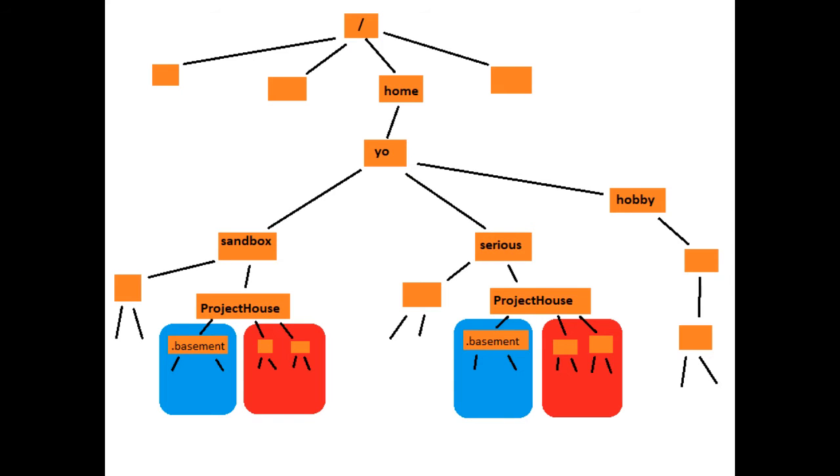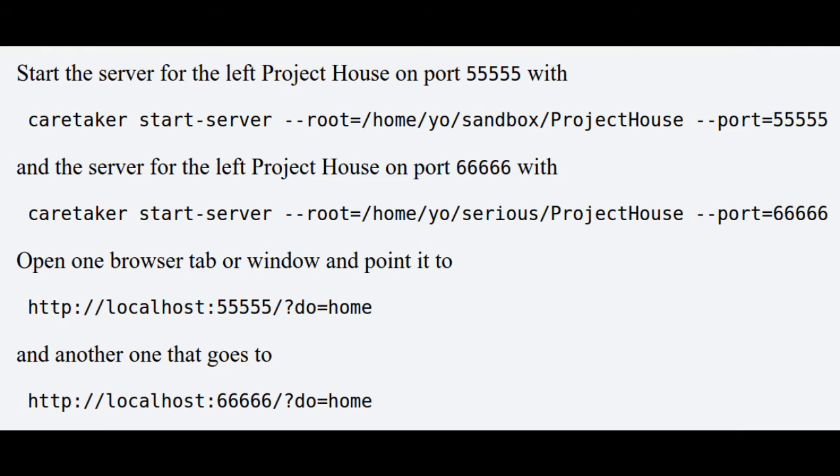You can also work with several project houses at the same time. In this picture, there's one project house on the left under Home Yo Sandbox and another one under Home Yo Series. You can start a GUI server on both instances simultaneously by using different port numbers and then open 2 browser tabs or windows and point them to the 2 URLs.